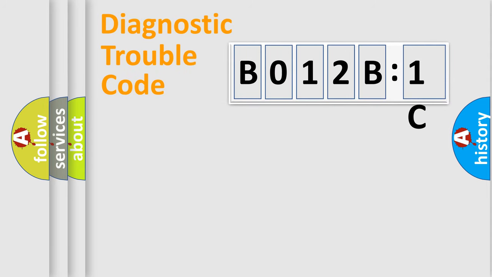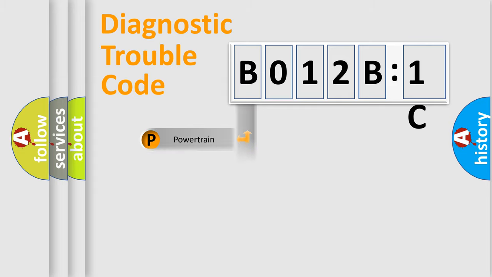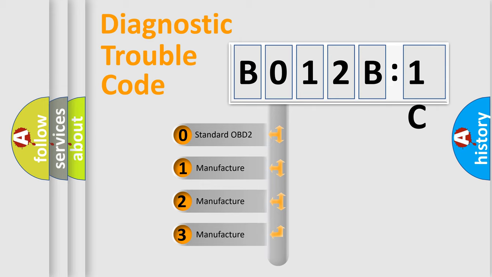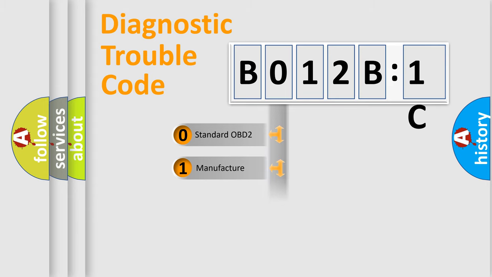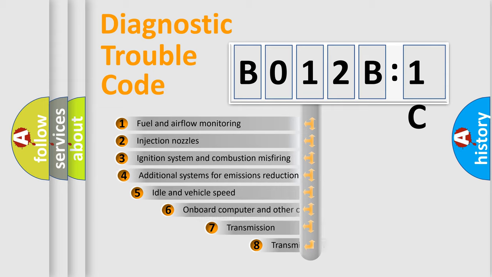Let's do this. First, let's look at the history of diagnostic fault code composition according to the OBD2 protocol, which is unified for all automakers since 2000. We divide the electric system of the automobile into four basic units: powertrain, body, chassis, network. This distribution is defined in the first character of the code. If the second character is zero, it is a standardized error. In the case of the numbers 1, 2, 3, it is a more specific expression of a car-specific error.